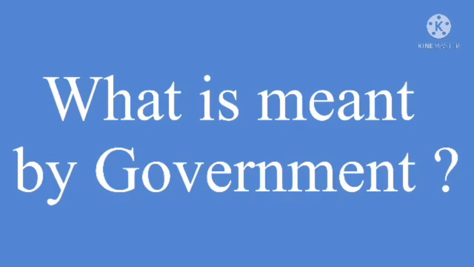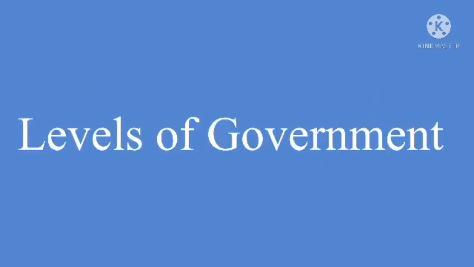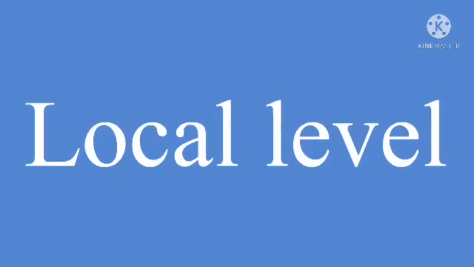Next one is levels of government. What is meant by levels of government? Government has to do a variety of jobs, but it works at different levels. What are the levels? One is the local level, another is the state level, another is the national level. What is meant by local level, children? The government in a village, town or locality is known as local level government. Clear, children?